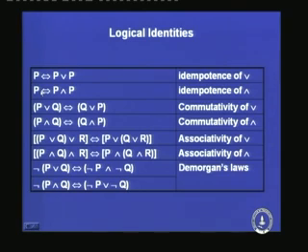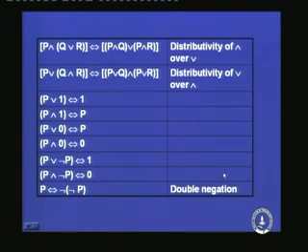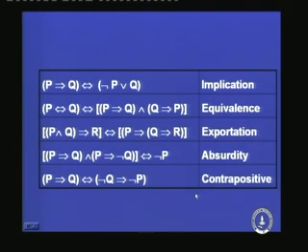We have seen some logical identities in the last lecture. The idempotence of OR and AND, and they are all tautologies. Then commutativity of OR and commutativity of AND, associativity of OR and AND, De Morgan's laws, distributive laws, then laws involving one of the operands as true or false, one stands for true and zero for false, double negation, not of not P is P. Implication, let us see what this means. P implies Q is equivalent to not P or Q.